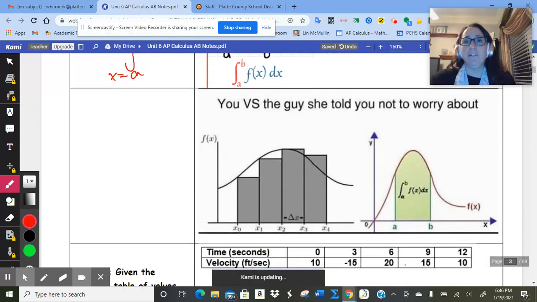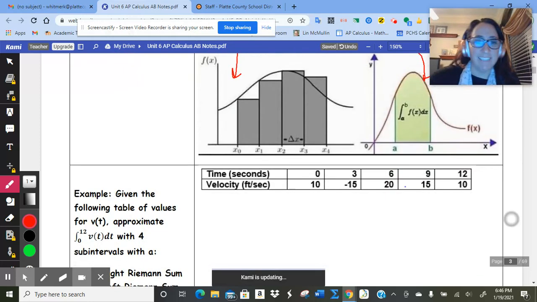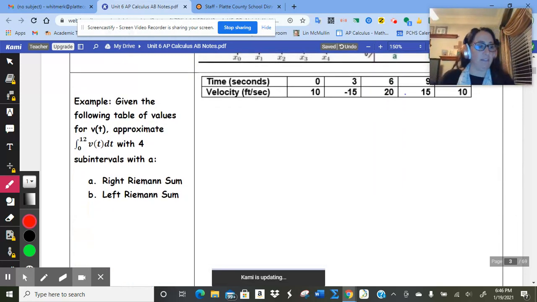Okay, so this is one of my favorite jokes. It says, you're like, oh yeah, I'm doing good. Look at me. I'm getting really close to that area. Oh yeah. Versus the guy she told you not to worry about, which is far more superior. Okay, anyway.